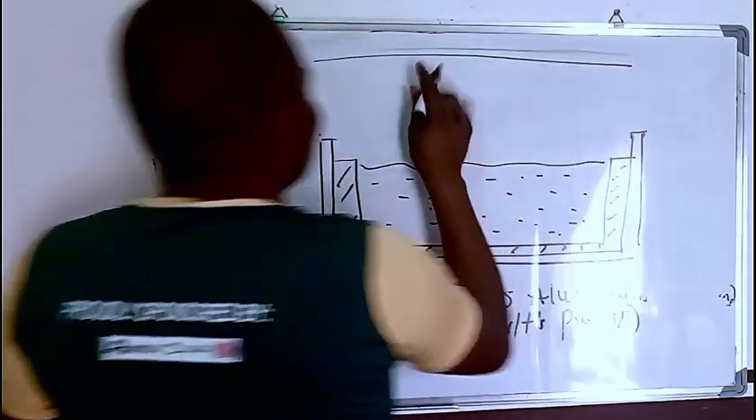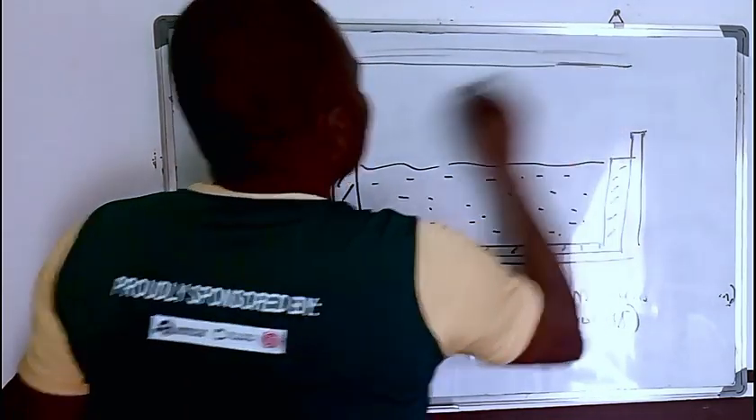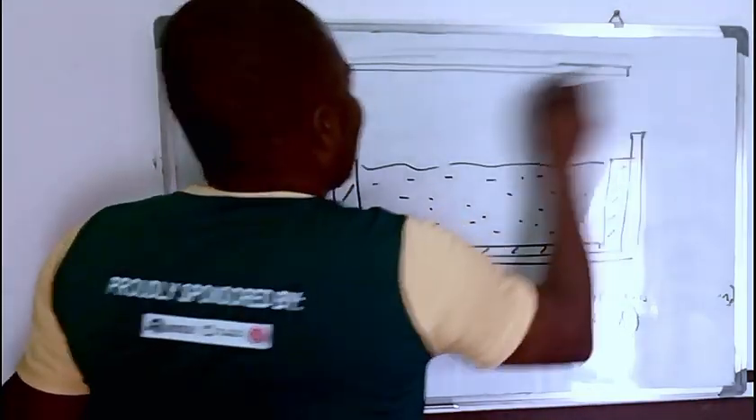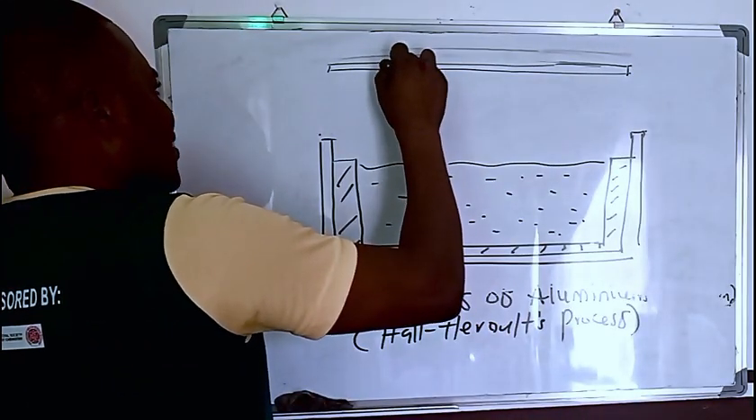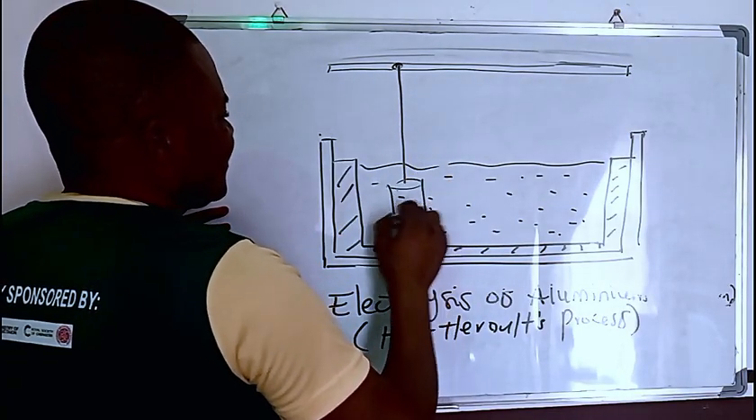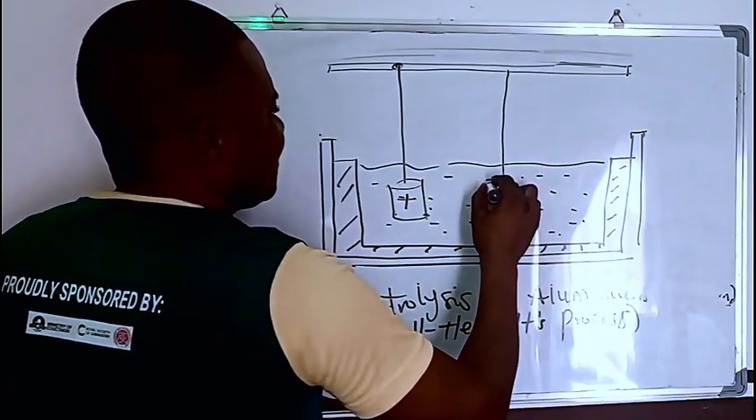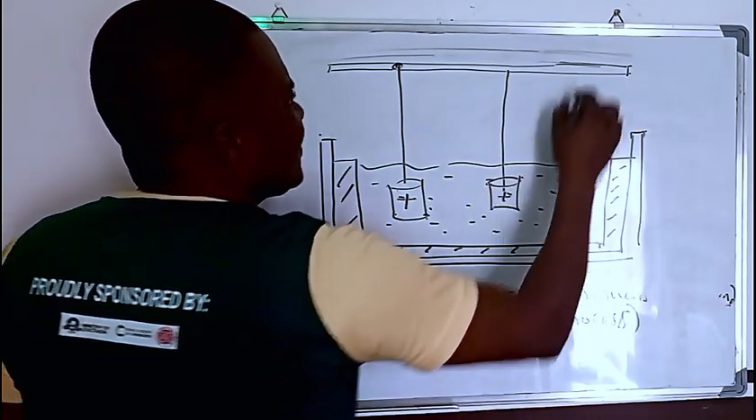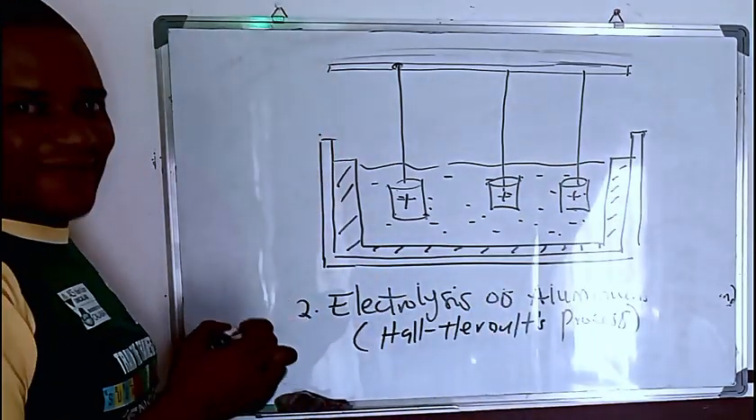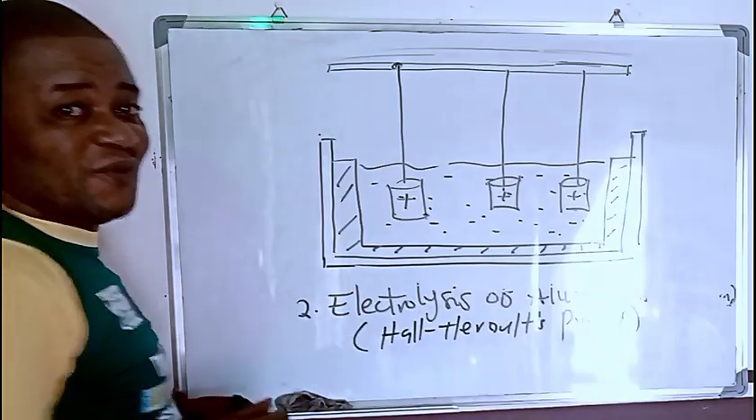I'm not too good in drawing, so okay, we have this, and then we have a drop down from this point here. So we have some sort of this positive, and then we have another one positive. All right, something like this. This is the Hall-Heroult process for the extraction of aluminium from alumina.